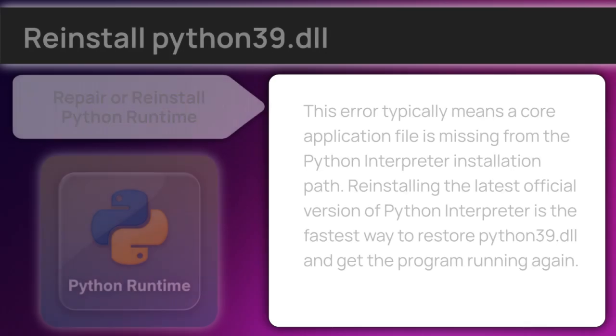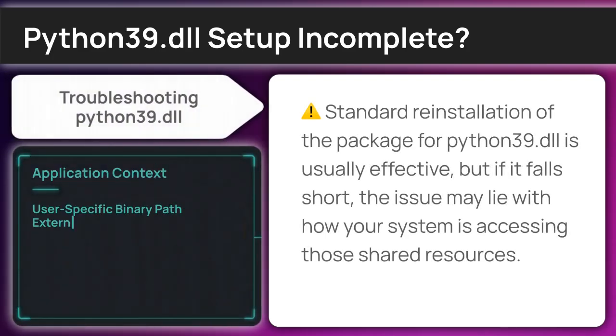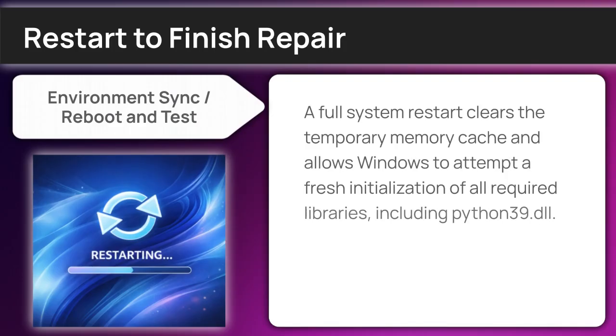If the redistributable repair didn't resolve the pop-up, the next logical step is to analyze the local environment for process conflicts. A simple restart can resolve file-in-use errors that mimic a missing the Python39 message. It's a low-effort step that ensures your operating system starts with a clean execution stack.